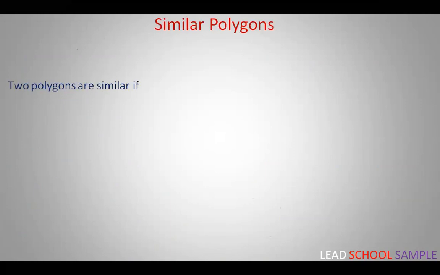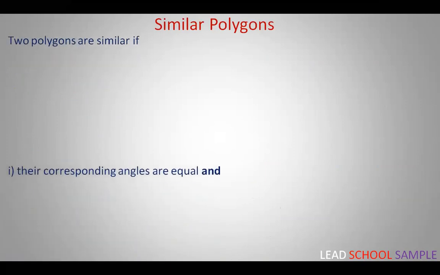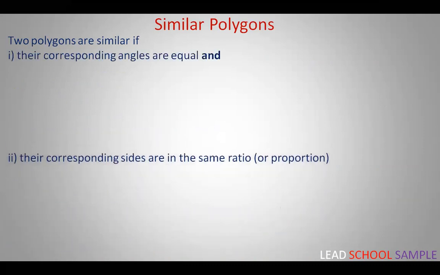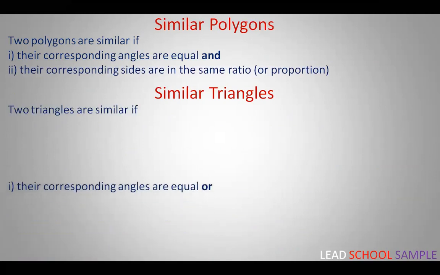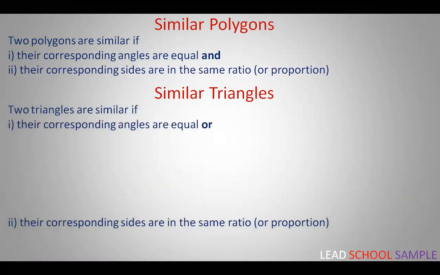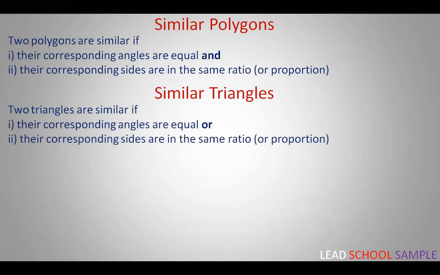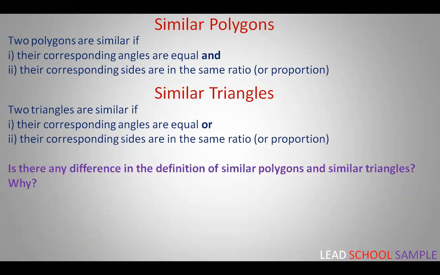Now we'll finalize by giving the definition of similar polygon and similar triangle. Here the two conditions can be connected with 'and'. But for similar triangles, corresponding angles are equal or corresponding sides are in the same ratio. They can be connected with 'or'. Is there any difference in the definition of similar polygon and similar triangle? Yes. In similar polygons, the two conditions are joined with the conjunction 'and', whereas in similar triangles, the two conditions are joined with the disjunction 'or'.